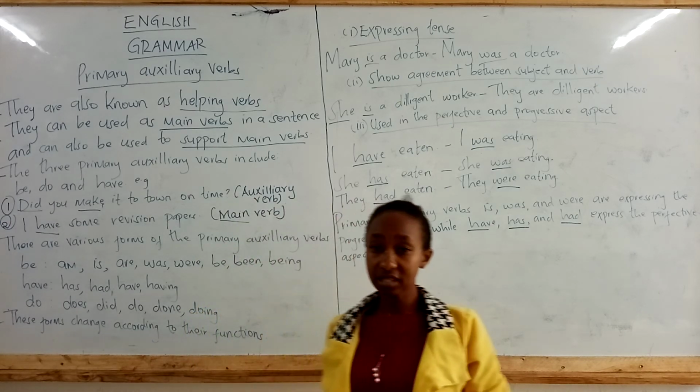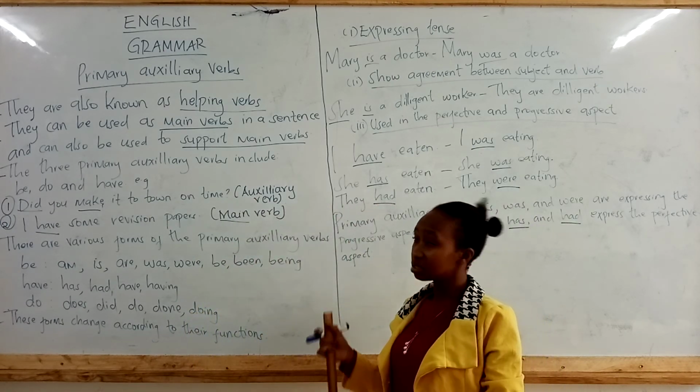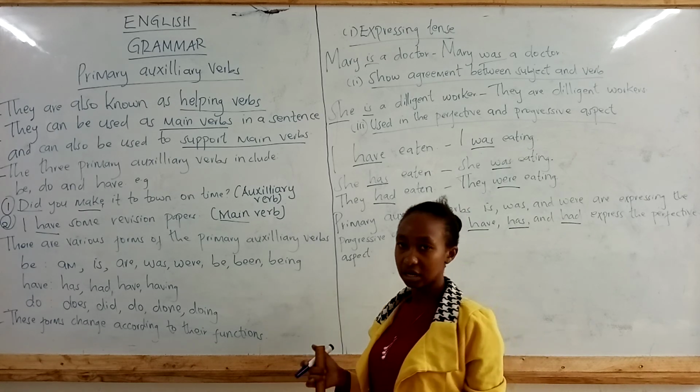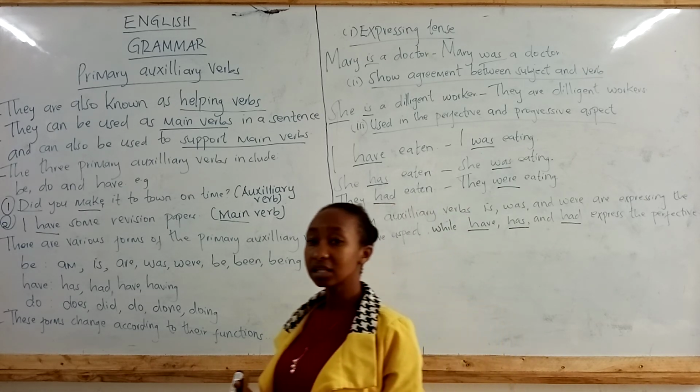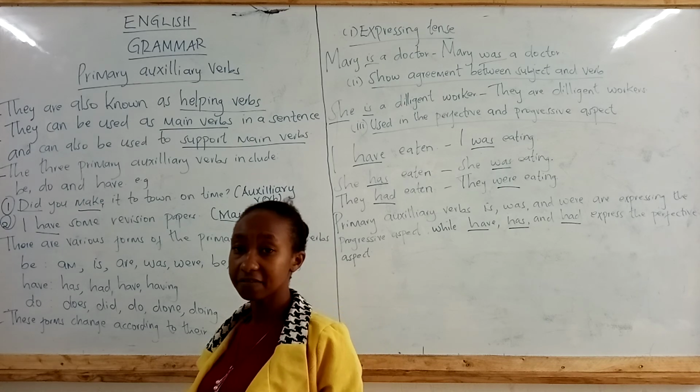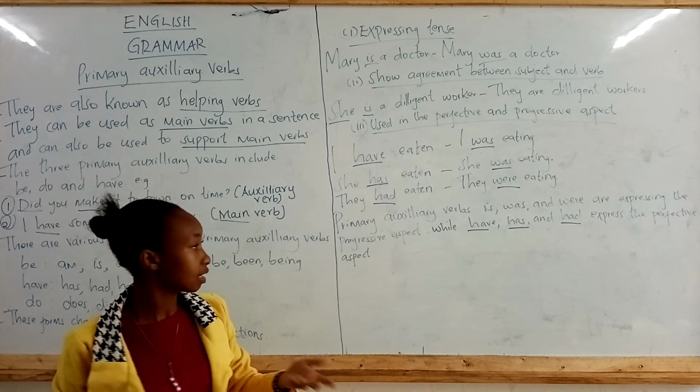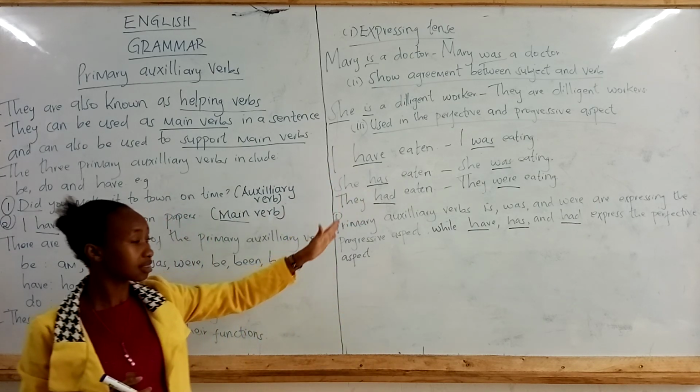So, as we've seen, the primary auxiliary verbs normally take various forms depending on the function that they are serving in a sentence, as well as indicating some other things.